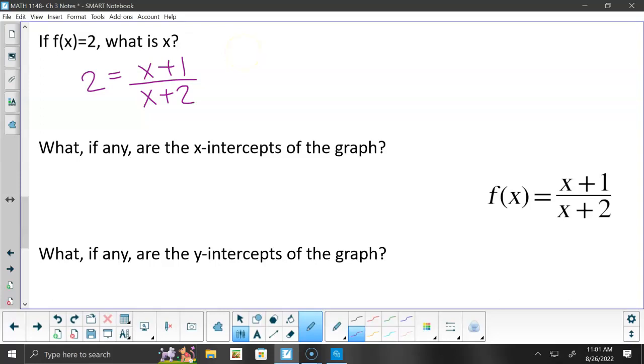Now, when you're ready to solve this, we're going to multiply both sides by x plus 2, do a little bit of algebra and solve for x.